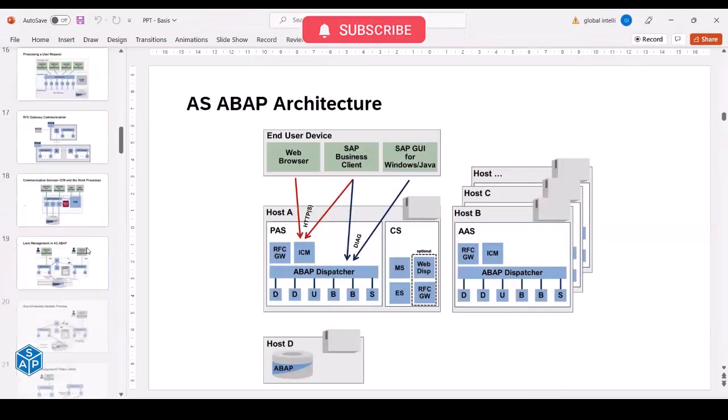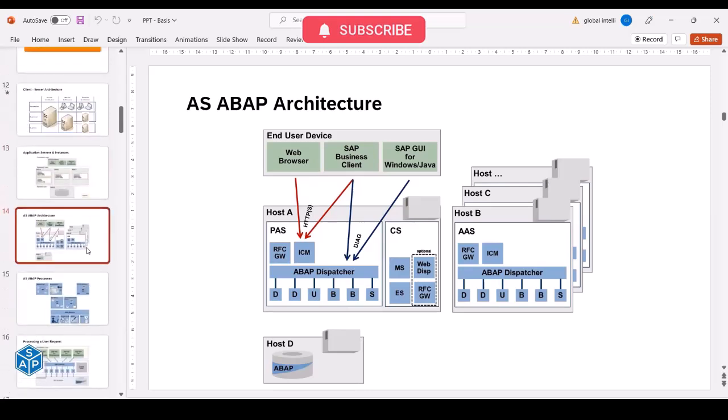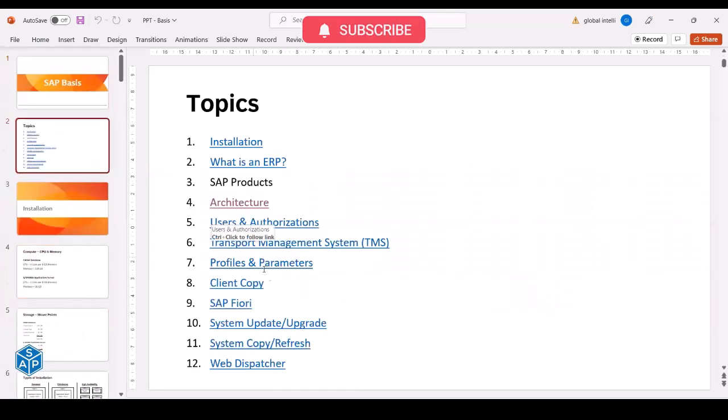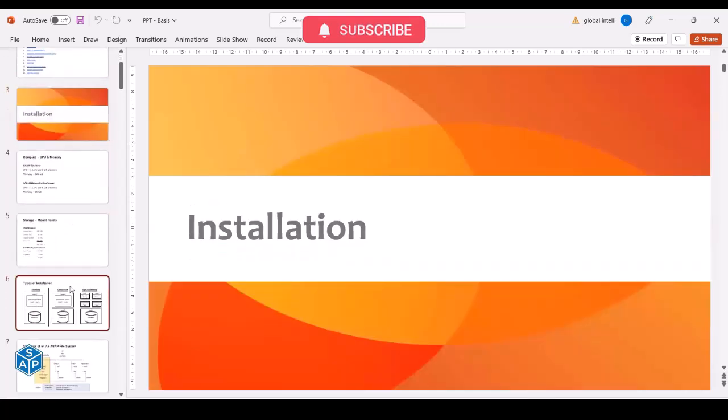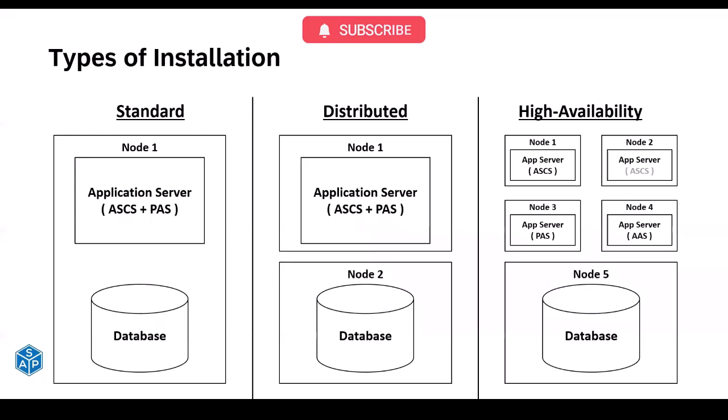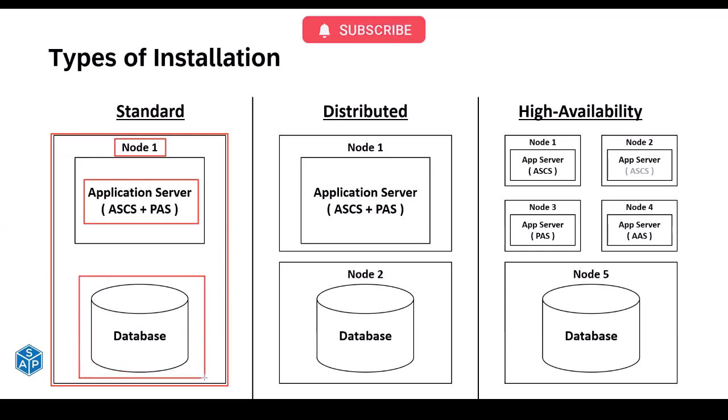Yes. Okay, so for that, coming to that point over here, what you have over here is your high availability. Can you see the first one is an example of a standard installation. In this example, you have only one node. And this is my node. In the same node, you have installed your application server with the ASCS and primary application server, and in the same node, you have installed your database instance.